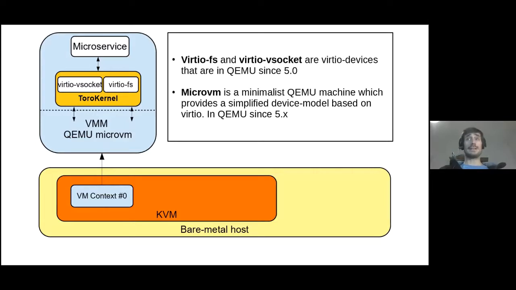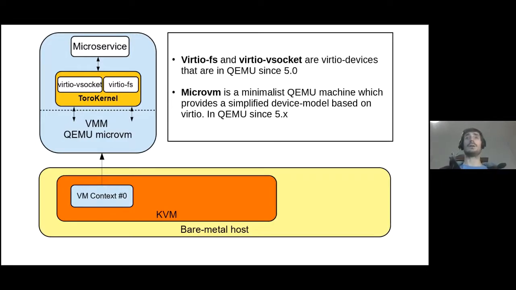So virtio-fs and virtio-vsock are both virtual devices. Different from other devices, they are in-kernel devices, so they are more performant than emulated devices. I'm not sure about virtio-vsock, but in the case of virtio-fs, it is in QEMU since 5.0. In the case of microvm, it is a minimalistic QEMU machine, which is inspired by Firecracker. It provides several benefits like reduced device model based on virtio, improved booting time, and reduced footprint.